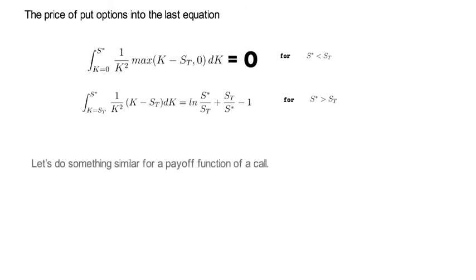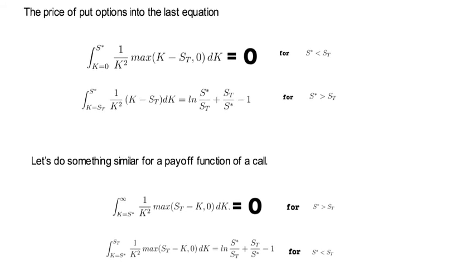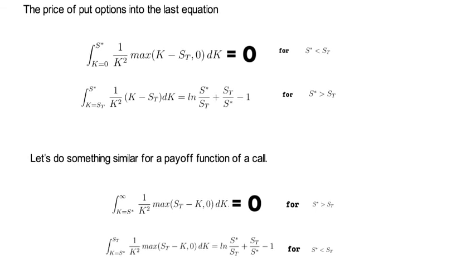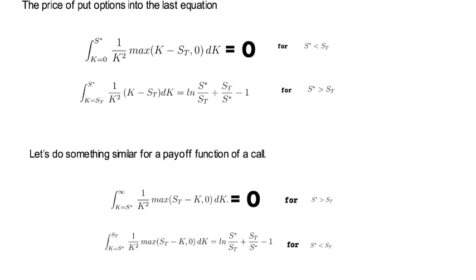Now let's do something similar for a different payoff function, namely the payoff function of a call option. Now look at the integral: the max of S_T minus K or 0, divided by K squared, integrated over K, where K goes from S star to infinity. Now note that that integral is 0 for S star being larger than S_T. On the other hand, for S star being smaller than S_T, the integral takes the following solution. It coincides with the integral of 1 over K squared times max S_T minus K or 0 dK, from K going from S star to S_T. That's just the integrated formula for the call payoff.